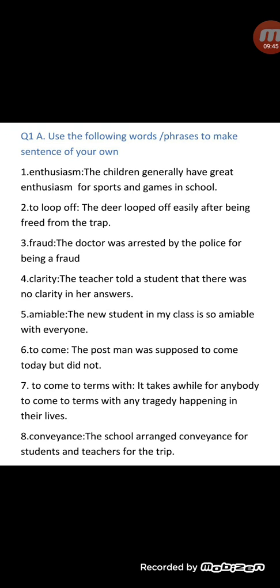4, clarity. The teacher told a student that there was no clarity in her answers. Amiable. The new student in my class is so amiable with everyone. To come. The postman was supposed to come today but did not.